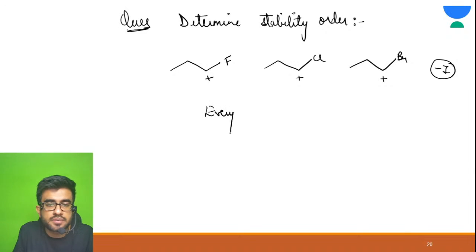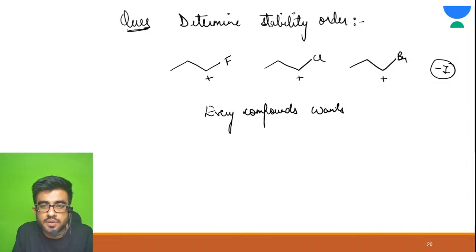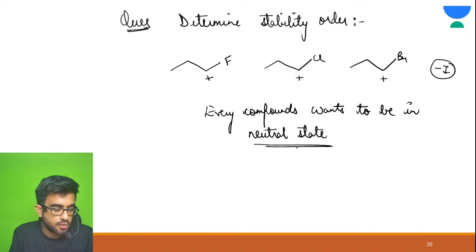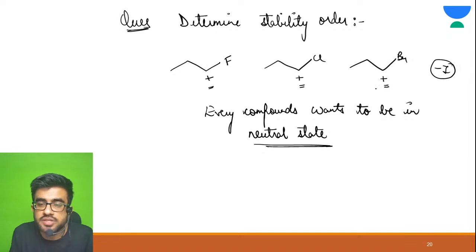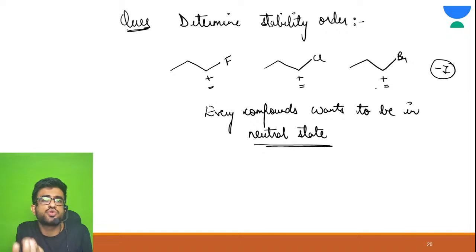Every compound wants to be in a neutral state. So this is positive, this means it is electron deficient. Those species which will donate electrons, which will give their electrons to them, will bring them to a neutral state, and hence they will increase their stability.